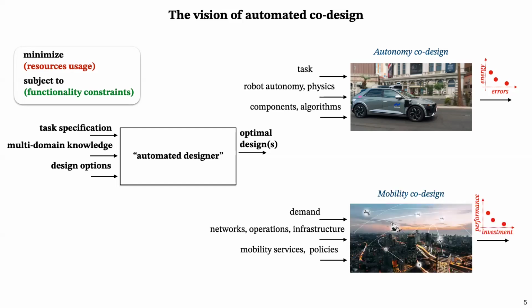And here, for instance, some trade-offs could be in terms of energy versus errors. But I talked about mobility. Another example of mobility could be, how do I design an entire mobility system that serves certain demand patterns, is based on network operations and infrastructure principles, and the things I want to design are the services and the policies of the municipalities. And now the trade-offs are in terms of performance versus investment, for instance. Now, a big part of this talk is how to come up with the magic inside the box. And the teaser is, I have some results, but we are not done yet. So that's why I created a research group.